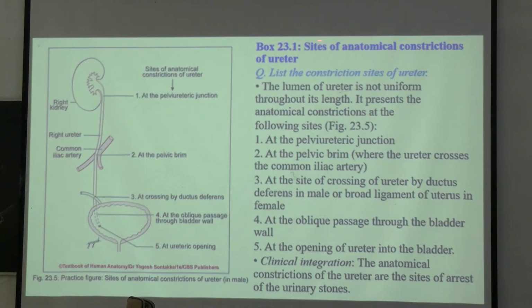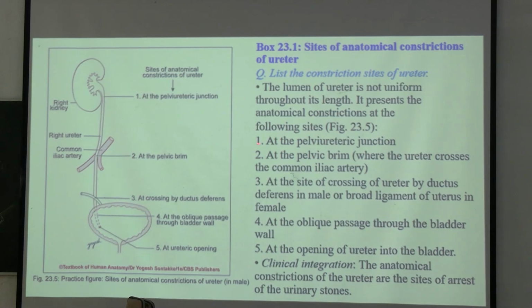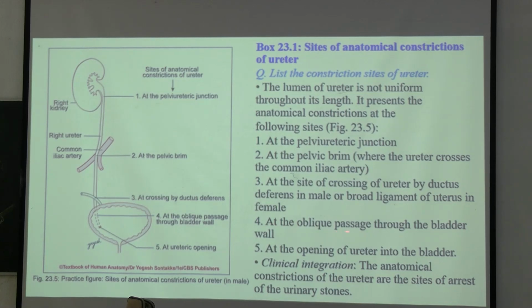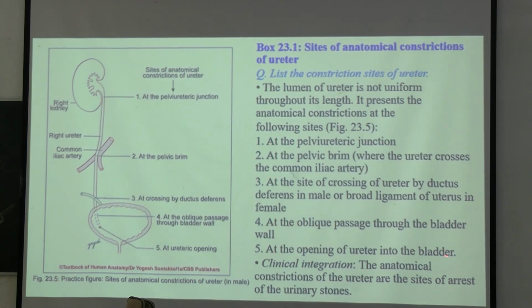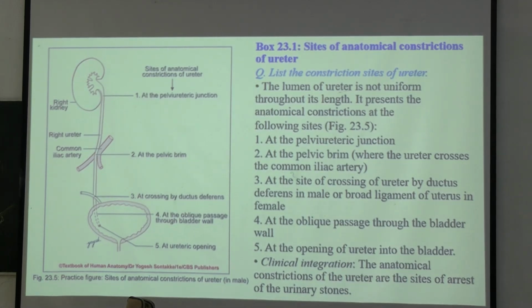Now these are the things. These are the sites of anatomical constriction. List the constriction sites of the ureter: at the pelvic-ureteric junction, at the pelvic brim, at the site of crossing of the ureter with the ductus deferens in male or the broad ligament of the uterus in female, at the oblique passage through the bladder wall, and at the opening of the ureter into the bladder. The anatomical constrictions of the ureter are the sites of arrest of urinary stones. This is an important thing.